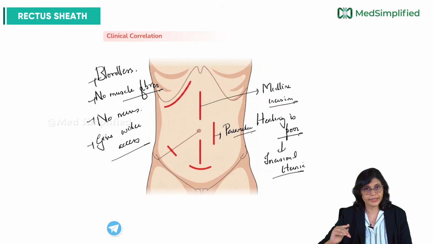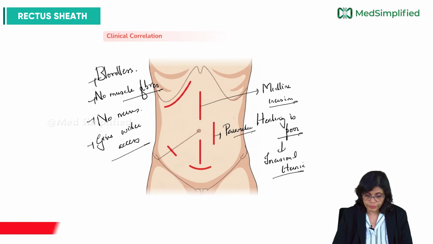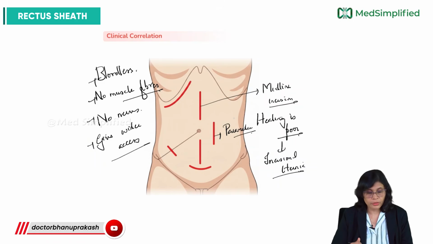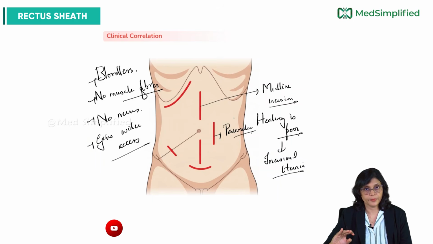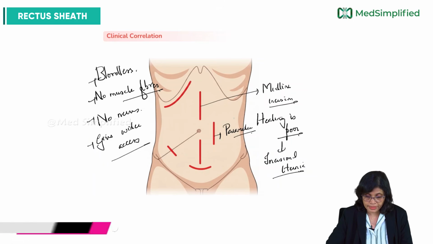So once it is retracted laterally, then we put an incision. One more thing you have to remember is that when we have retracted it laterally, its blood supply and nerve supply are not affected. So the nerve supply and the blood supply of the muscle remain intact.